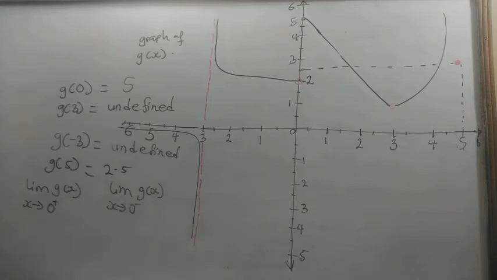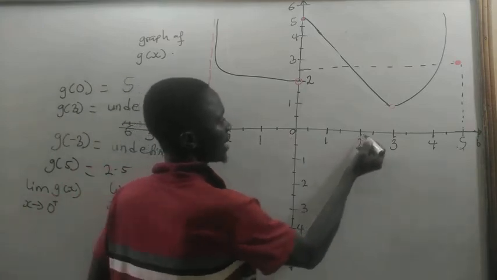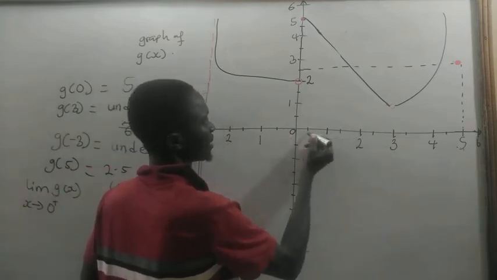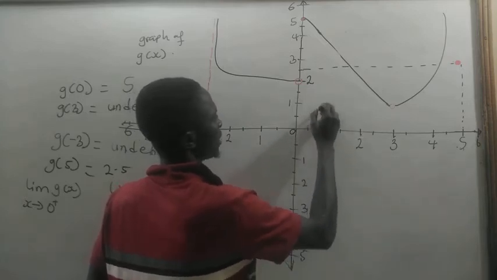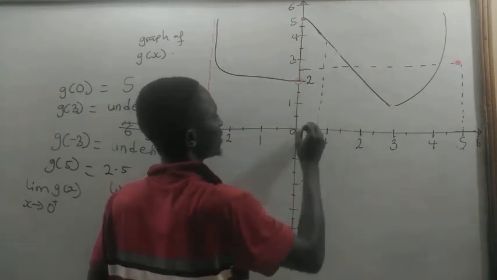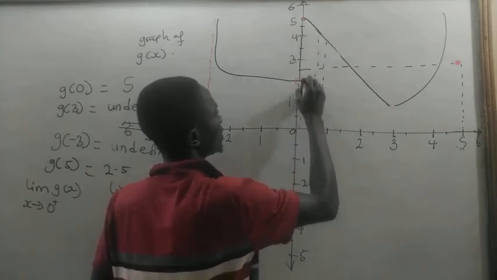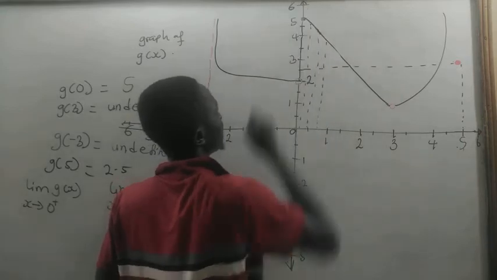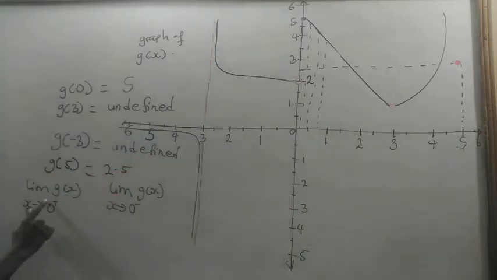So now, let's start out from the right side. This is 0. So, as x approaches 0 from the right, let's trace this. You get here. Let's trace this. It will go here. If we trace this, then you see that we are getting to 5 at the top there. So as x approaches 0 from the right, g of x will also approach 5.